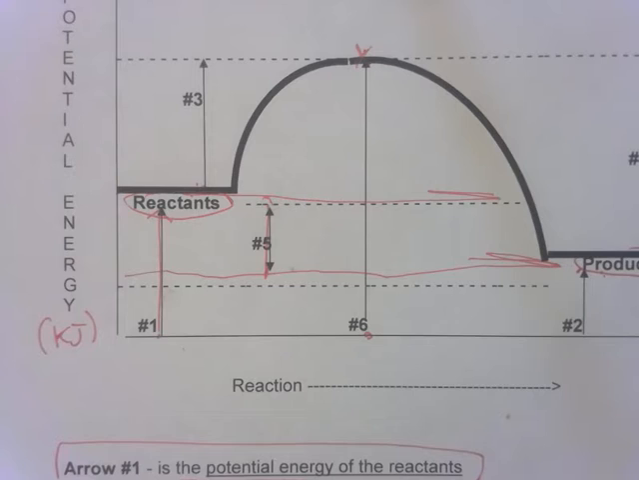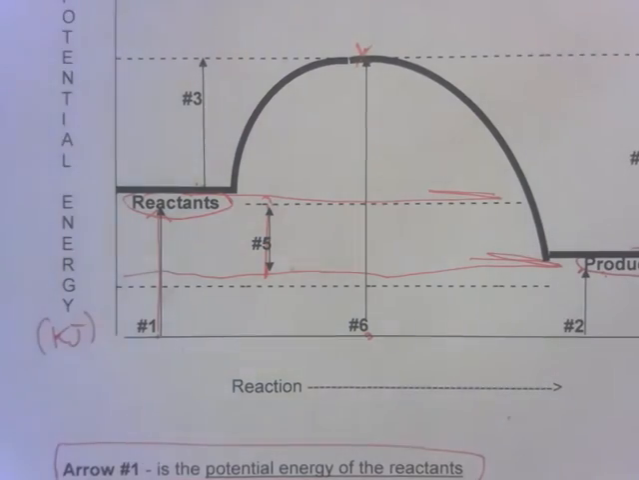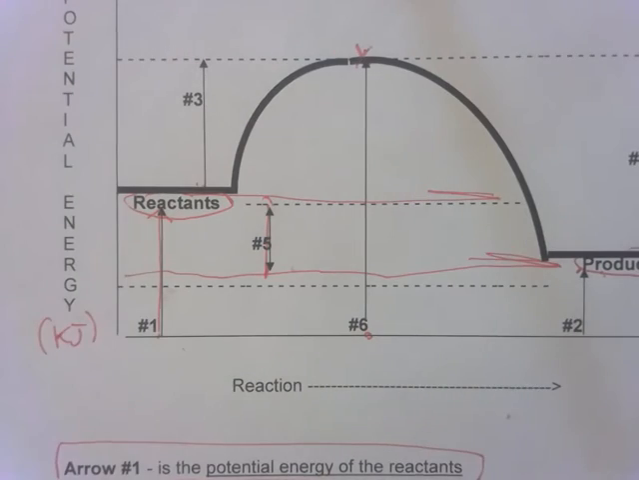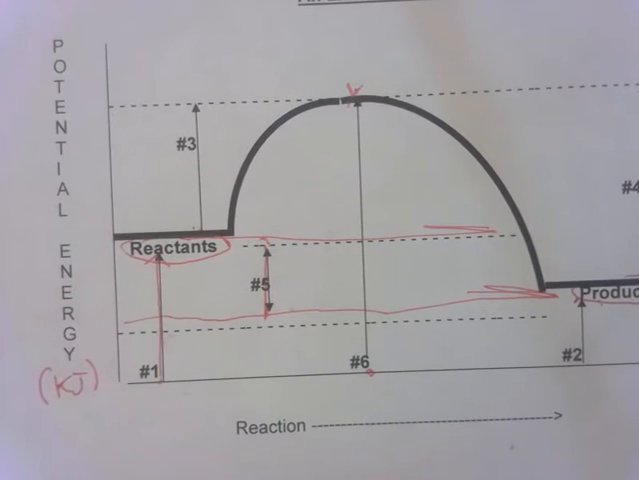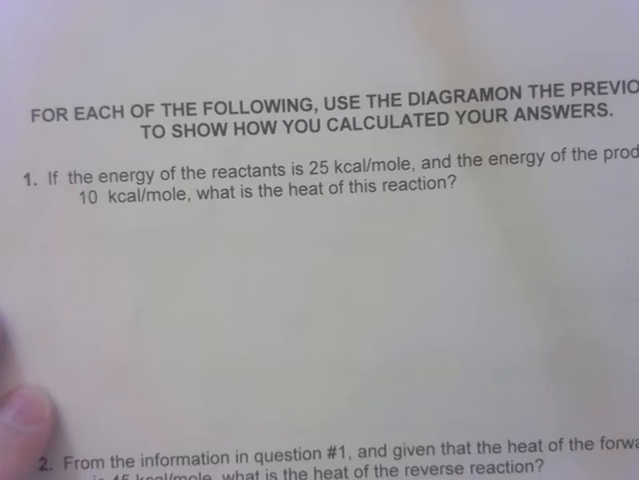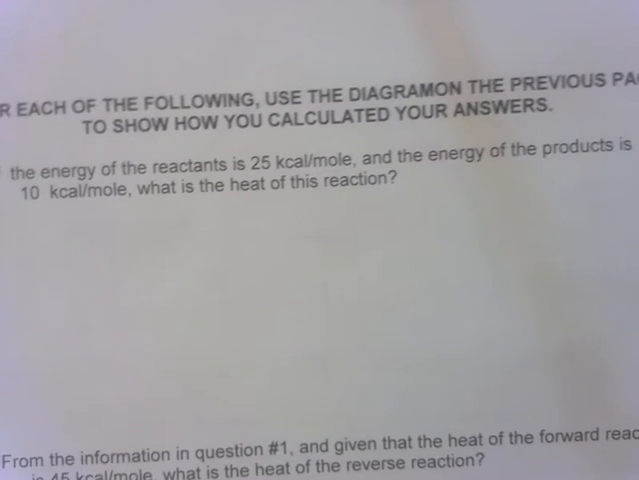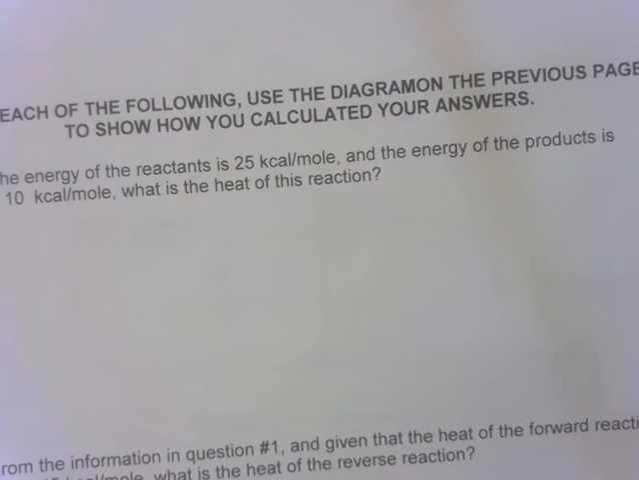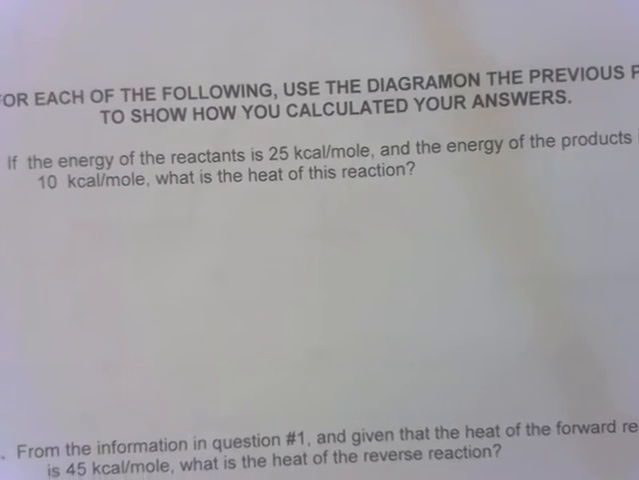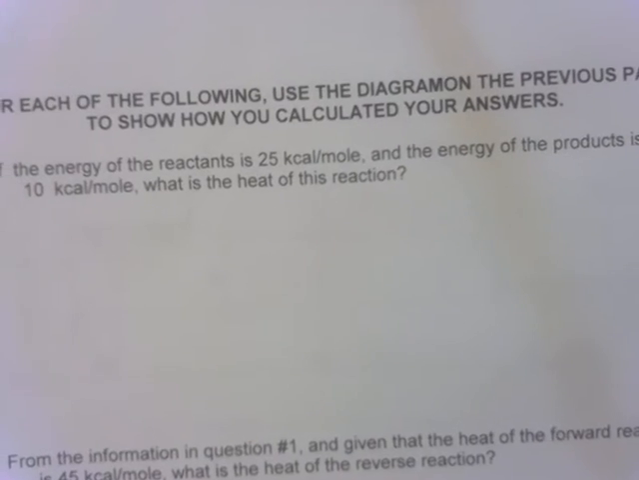Now, I want to use this to solve some questions. So let me show you some questions there on the next page and see if this makes sense to you. So we're going to go back and forth between this picture and the next page. On the next page it says, if the energy of reactants is 25 kilocalories per mole and the energy of the products is 10 kilocalories per mole, what is the heat of the reaction? Now at first you may look at this and go, I don't even know what this is asking. How am I supposed to know the heat of the reaction just from this information?